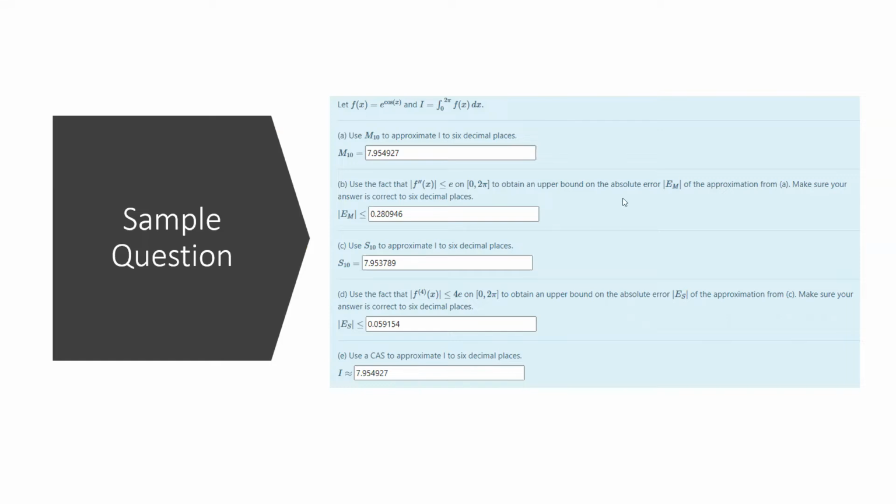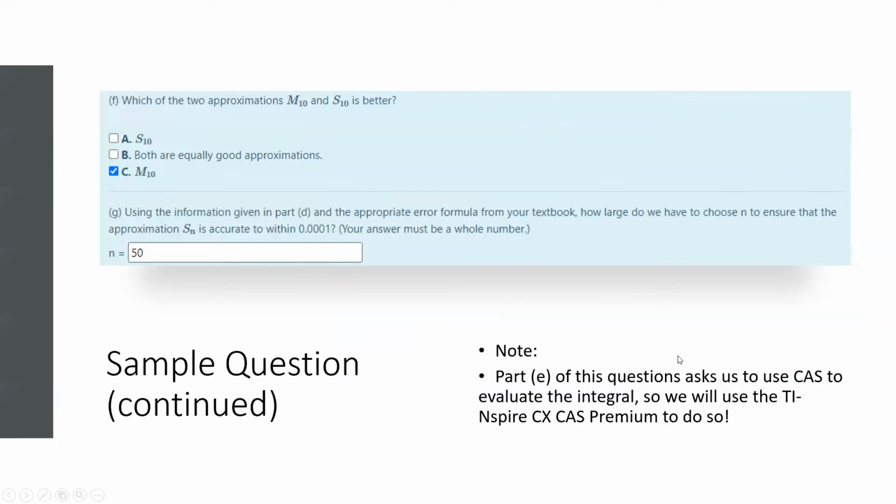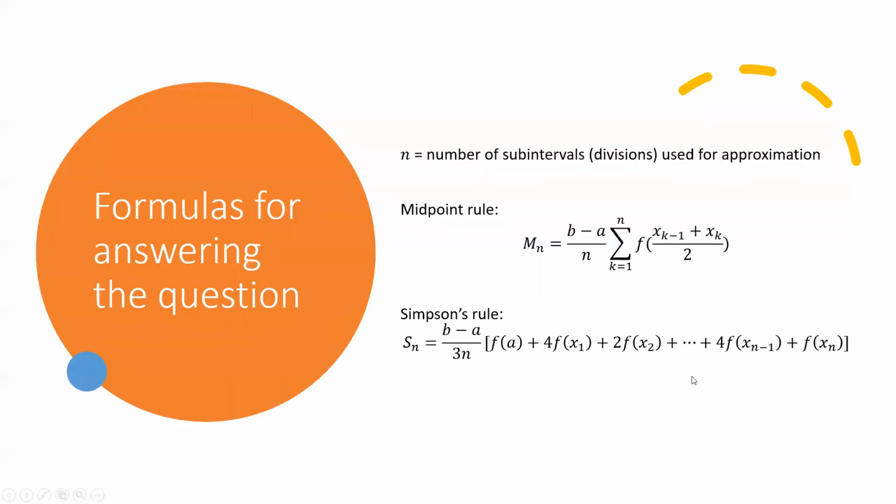In part E, it requires us to use CAS to approximate the value of I. In part F, we are going to find out which approximation method is better. In part G, we are going to find out what the number of subintervals n is if we want the error within 0.0001. Here is the formula of the midpoint rule and Simpson's rule.